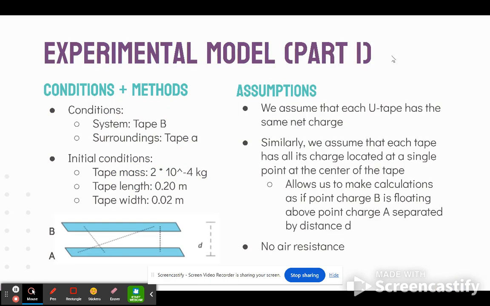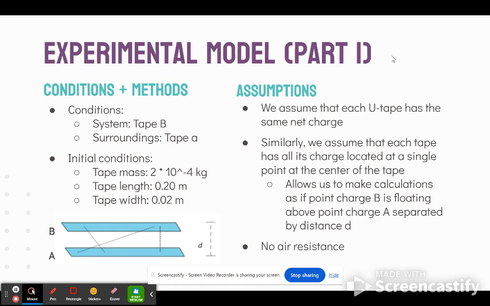So in the experimental model, the system was tape B while the surroundings was tape A, and these were stated in the instructions. For each piece of tape, the mass I had was 2 times 10 to the negative 4th kilograms, and the length was 0.2 meters, and the width was 0.02 meters.